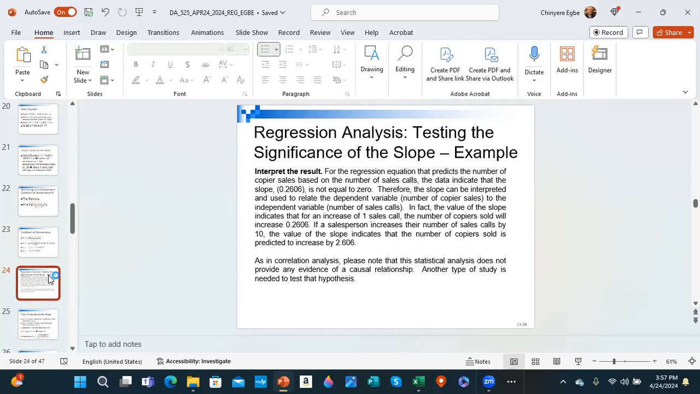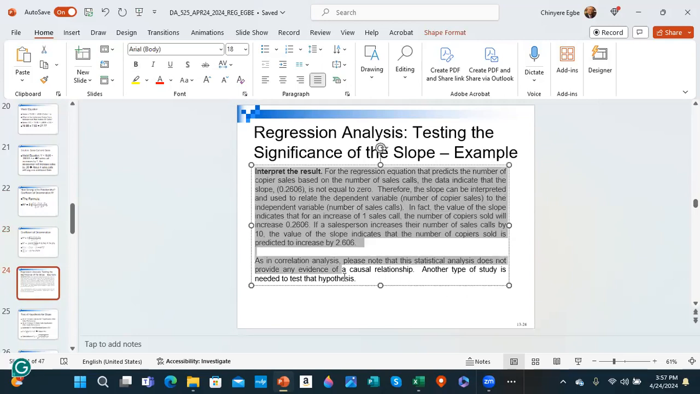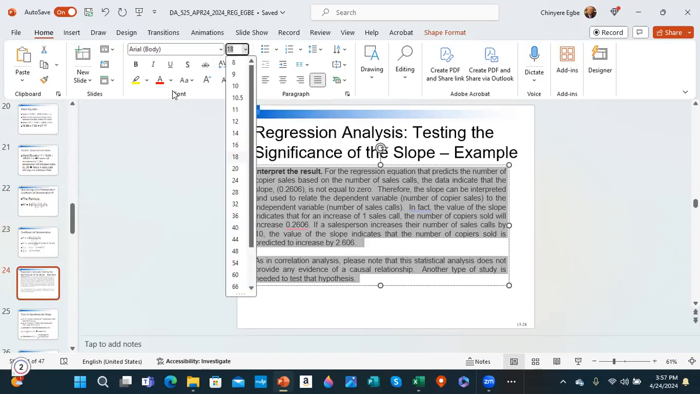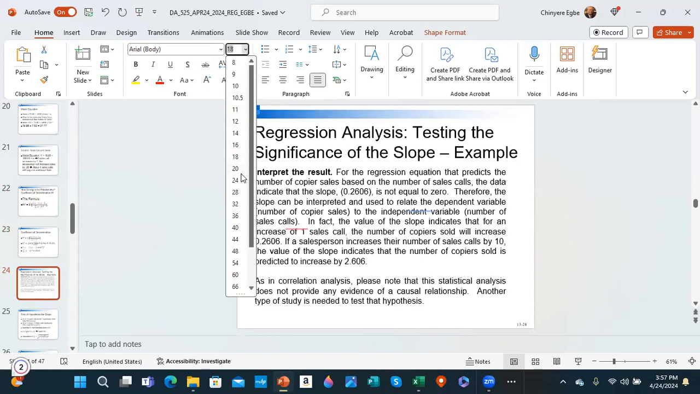Now, the next thing is to ask ourselves, well, we have gone through an estimation process. Remember, this is an estimation. We simply assume there's a relationship between sales calls and the number of sales, the number of copiers that are sold. But we also want to test the significance of the slope. That is to say, do the sales calls significantly affect sales? Okay. Now, remember, we are just talking about sales here.